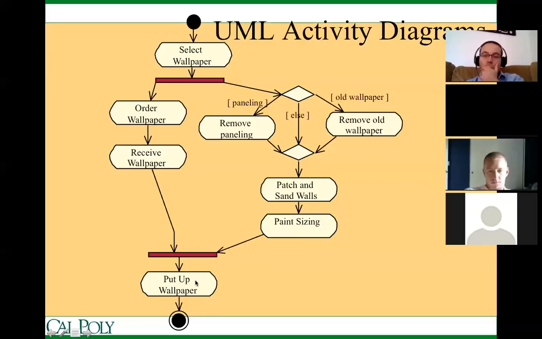So we can't go on with putting up the wallpaper until both sides have completed. They don't have to complete at the same time, but we wait here at the join until both sides or all inputs into the join have completed. So that's the idea. It began in an end state, fork and join. We've got activities. We've got selection and merge diamonds in there.